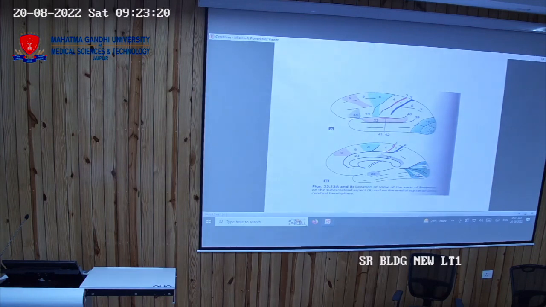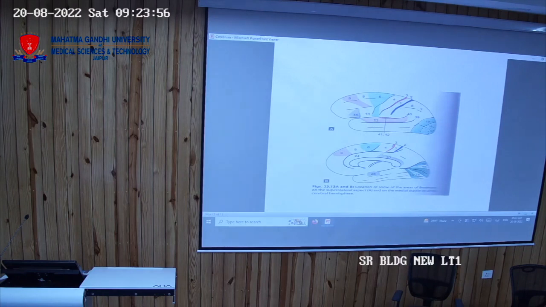The point is this, that all the motor fibers arise from the pyramidal cells. All the pyramidal cells give rise to the origin of the motor fibers from this motor area, area number 4, and these fibers are corticospinal fibers, corticonuclear fibers. So the origin of corticospinal fibers and corticonuclear fibers is from area number 4. From this area number 4, these fibers supply the areas of the body.